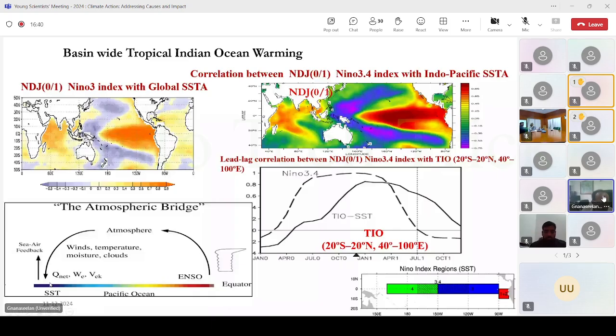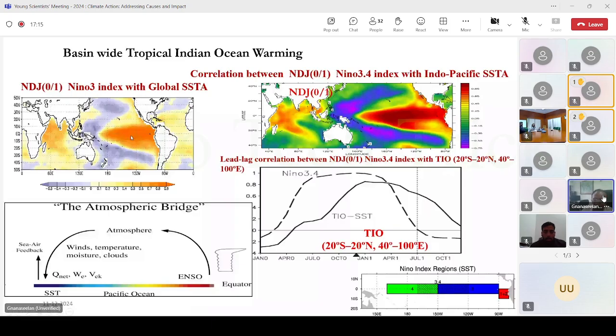which suppresses convection, and the shortwave radiation will increase. All these are favorable for warming the Indian Ocean. So the Indian Ocean warms. Whenever there is an El Nino in the Pacific, within a few months you will see the Indian Ocean also shows a similar pattern with warm anomalies. Similarly, during a La Nina phase, you will see basin-wide cooling.